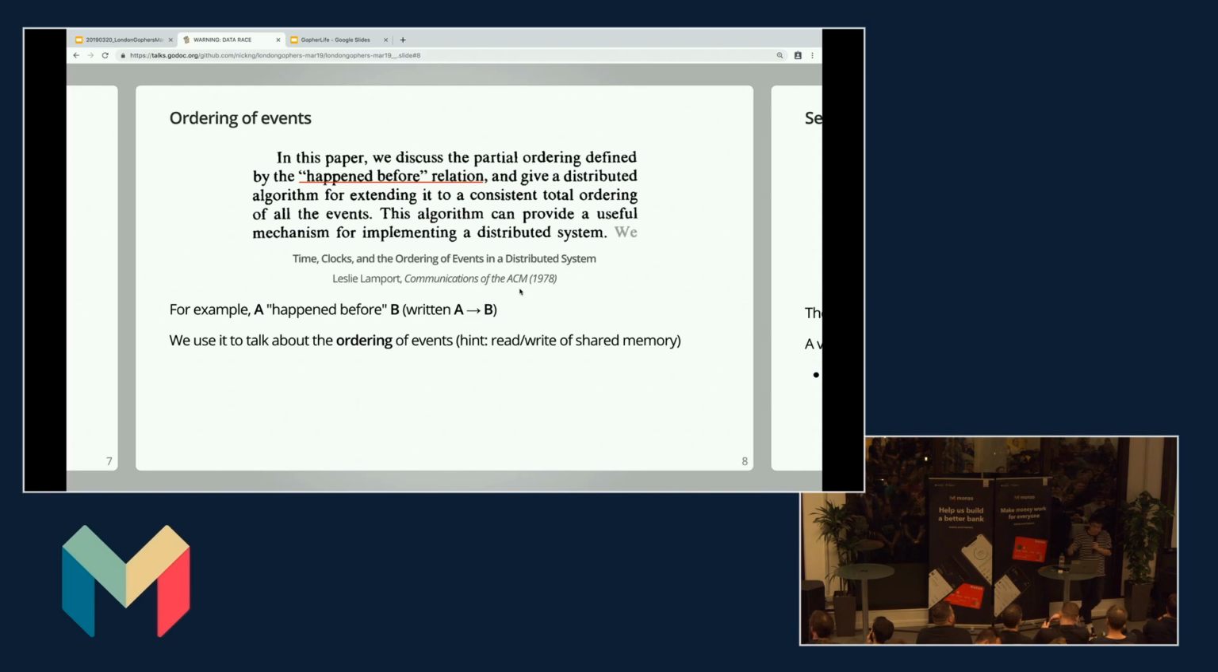So notation-wise, we sometimes use the arrow to denote the happens-before relation. So A arrow B means A comes before B. And here we want to talk about the ordering of events, and particularly the reading and writing of shared memories.